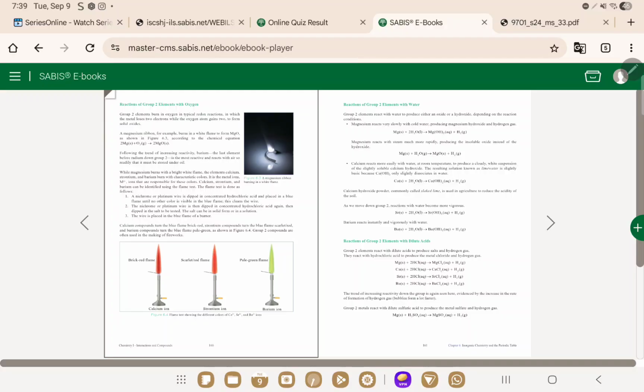So yeah. And by the way, here in the book they don't mention anything about strontium being not reactive in water, being insoluble in water, so I will be checking with my teacher, but I think it is very much wrong. 90% chance it is wrong.